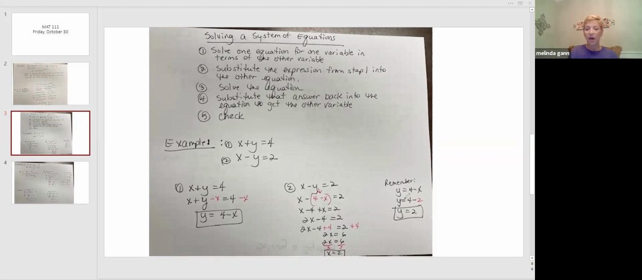Now, how do you get the other one? You plug back into this. Y is 4 minus X. So 4 minus, if I put 2 in there, I get 2. Now, look what happens when I plug these answers back.